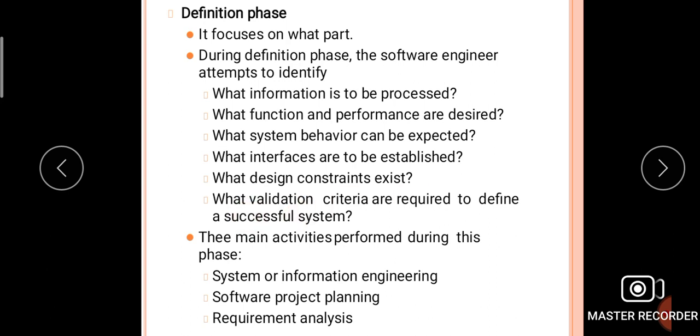So the three main activities performed during this phase are, first of all, system or information engineering, software project planning, and requirement analysis. So these are the three main activities performed during this phase.